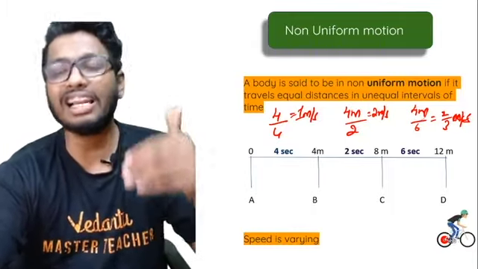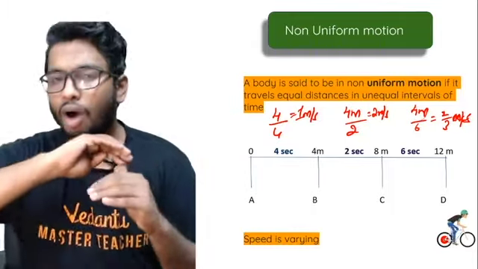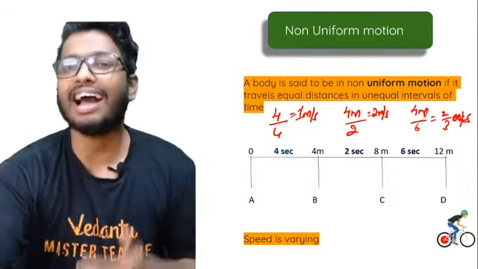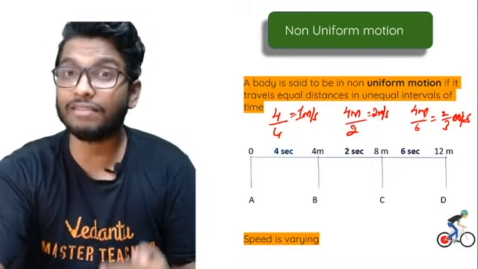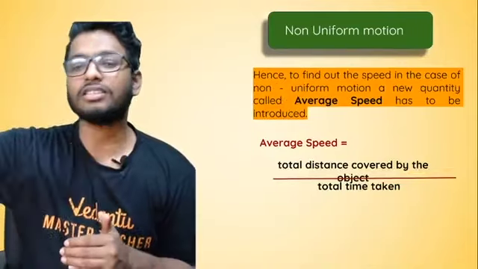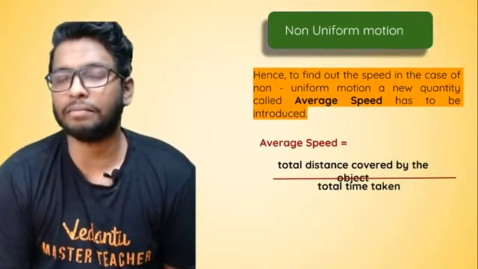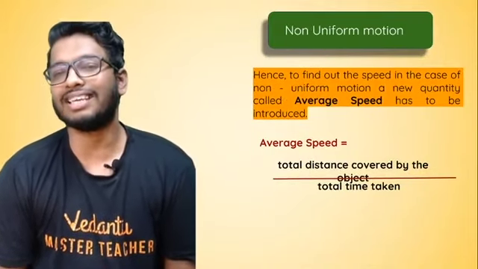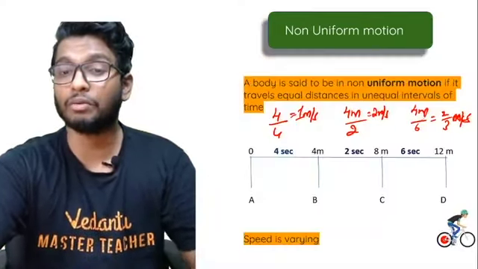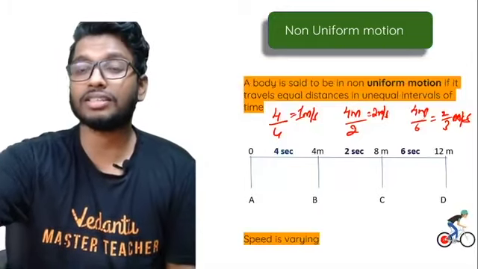So to calculate the average speed throughout his journey, what was his speed? To find that, I have to calculate it like this: the total distance traveled divided by the total time taken would give me the average speed of that particular object. So in this case, to calculate the total distance, that is 4 plus 4 plus 4, that is 12 meters.